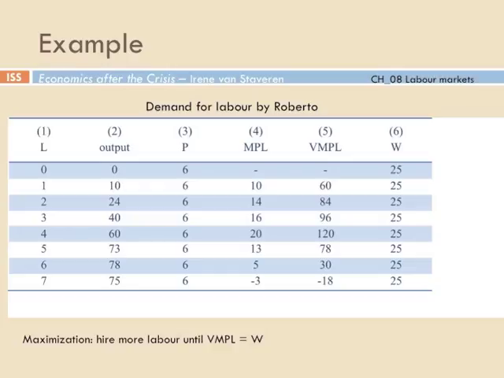That is €6 per pizza. So 10 times 6 is 60. 14 times 6 is 84, and so on. The last column gives you the wage rate. If you remember, this was €25 per student per evening.